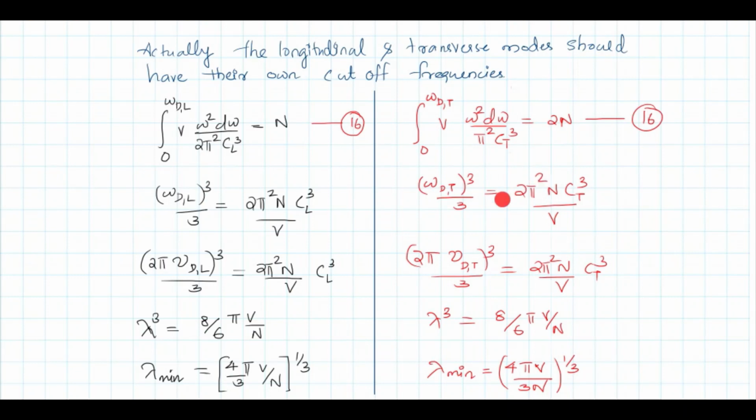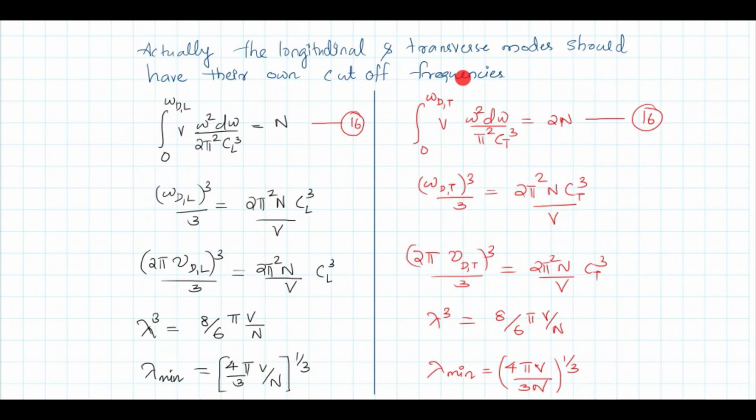If you calculate the same quantity for transverse modes, you will get omega_D t cubed by 3 equal to 2 pi square n by v c_t cubed. Again omega_D t is 2 pi nu_D t, whole cubed by 3, equal to 2 pi square n by v c_t cubed, or lambda cubed equal to 8 by 6 pi v by n, or lambda minimum equal to 4 pi v by 3n whole raised to 1 by 3.